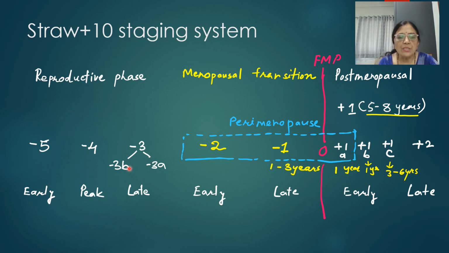-3 has again been subdivided as -3A and -3B, mainly because there is a change in FSH value. FSH value starts rising in -3A, whereas it remains normal in -3B.